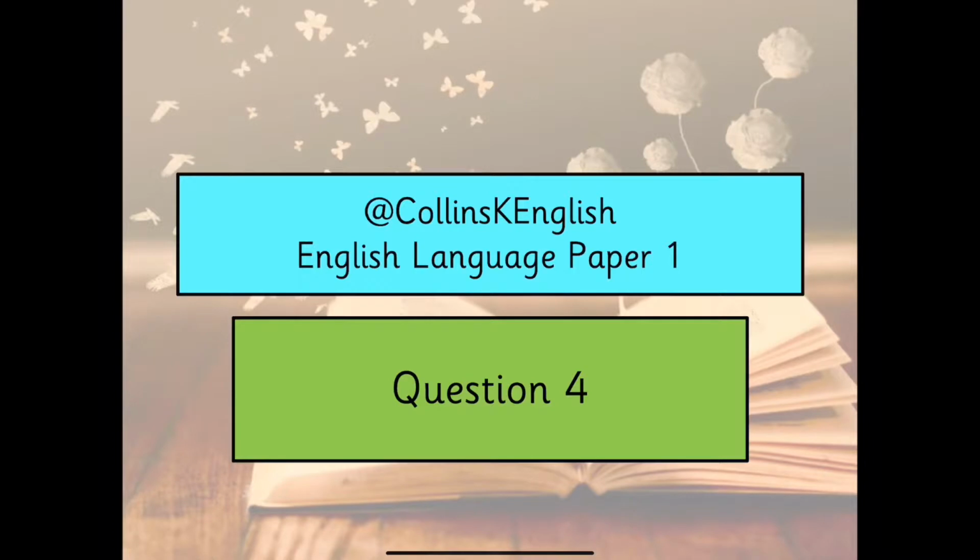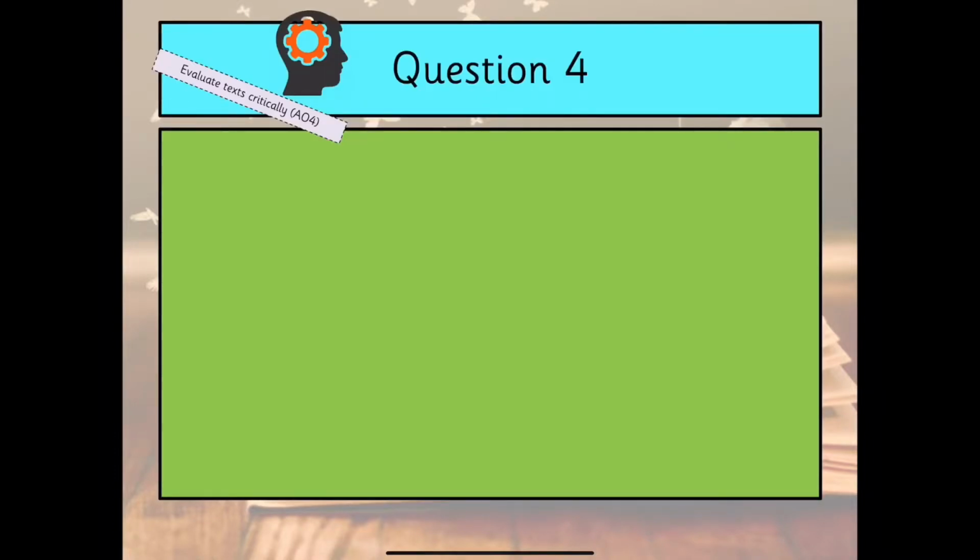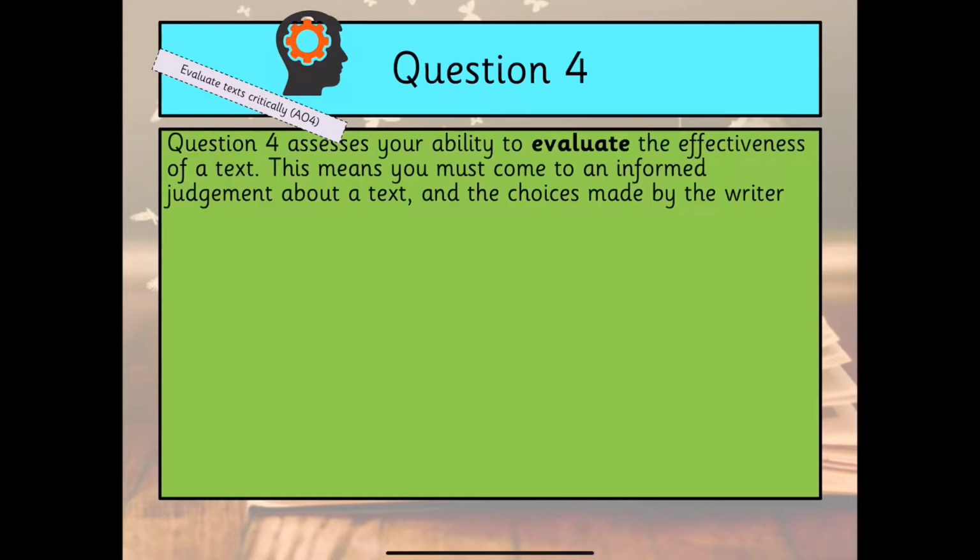Question 4 tests your skills for assessment objective number 4, evaluating texts critically. And in that keyword evaluate is all about assessing the effectiveness of a text, assessing how well it achieves its aim. It's not the same thing as saying how good a text is, which is a common mistake that people make: they think they have to write a review of the extract in question 4. And that's not really what you're being asked to do at all.